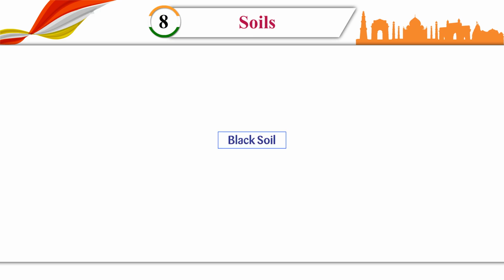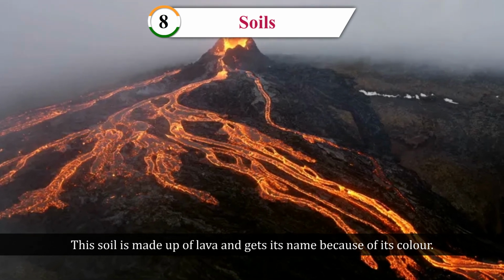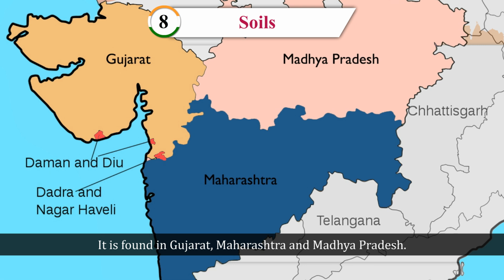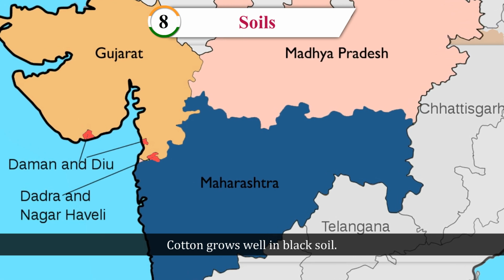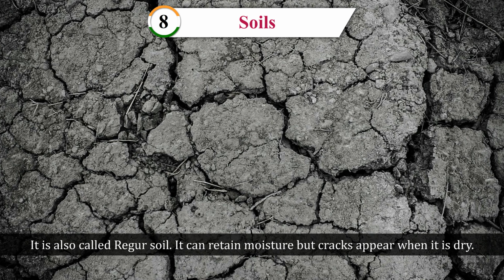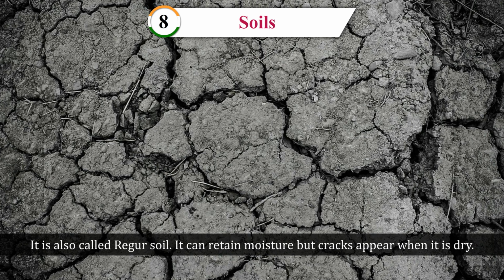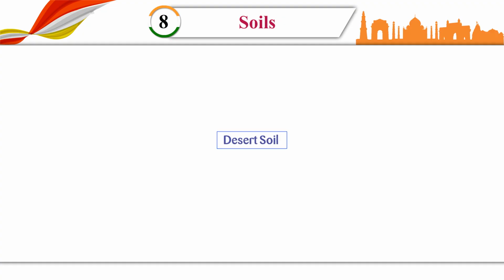soil. Black soil. This soil is made up of lava and gets its name because of its color. It is found in Gujarat, Maharashtra and Madhya Pradesh. Cotton grows well in black soil. It is also called regur soil. It can retain moisture but cracks appear when it is dry.